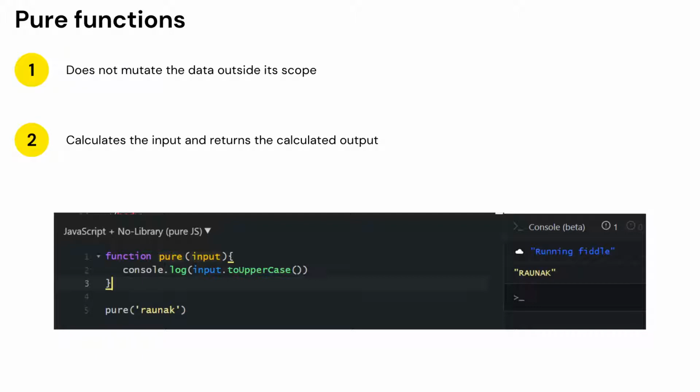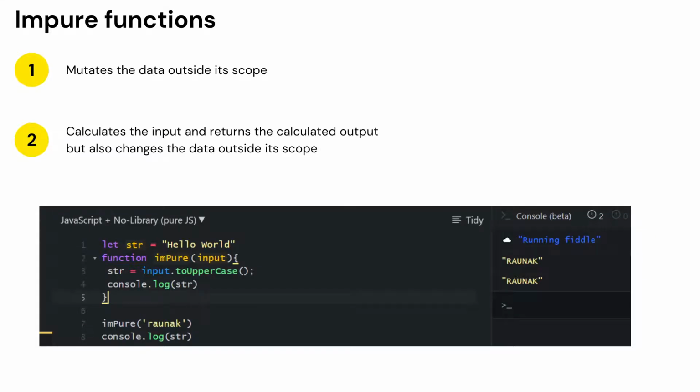To make this clearer, I have created a very simple function named pure that takes in an input. Then all it does is calculate the uppercase value of the input. And as we pass the input roundnut, we can see the uppercase value of that in the console. So here we are not changing anything other than the input provided. So this is called a pure function.